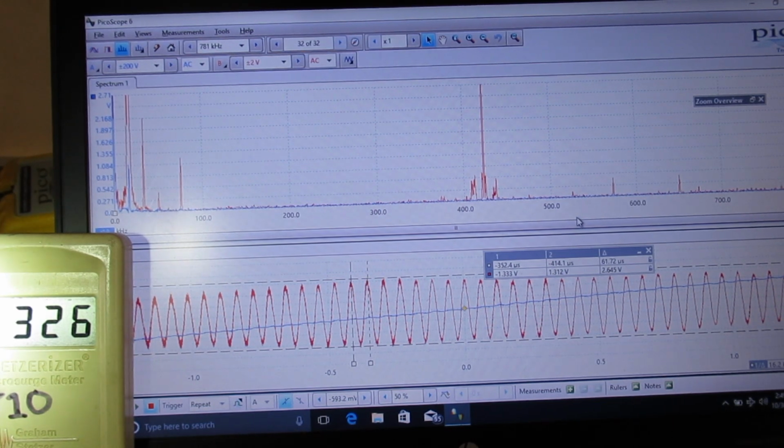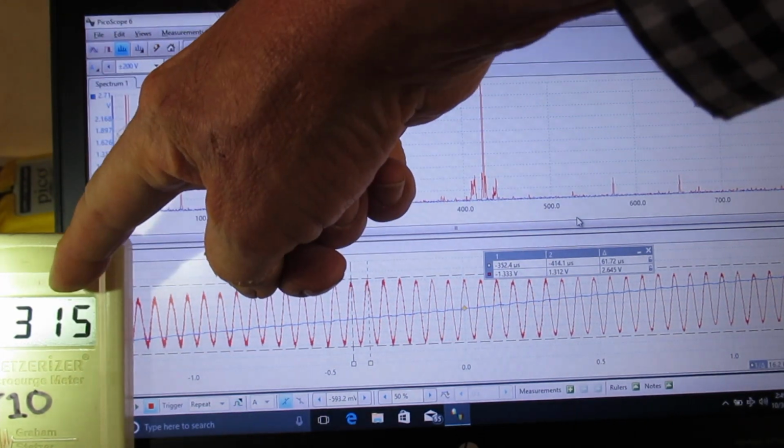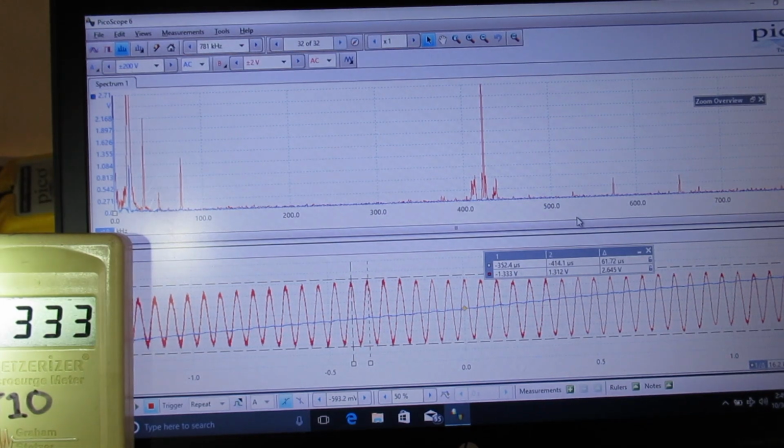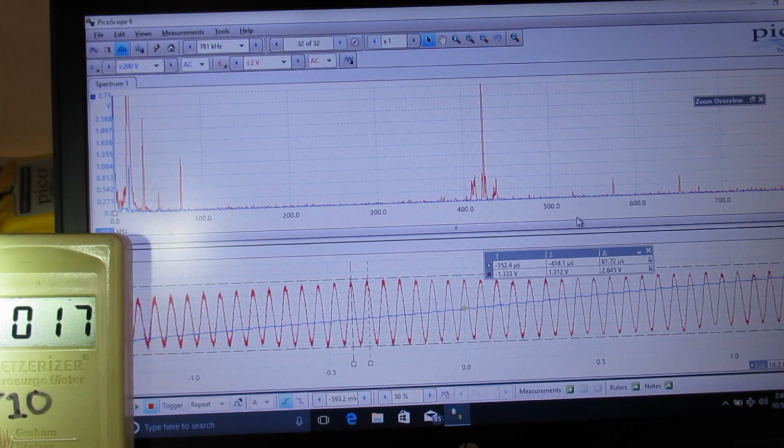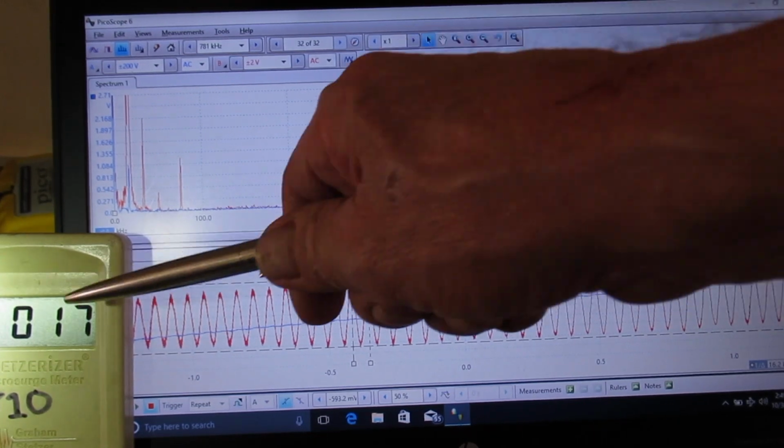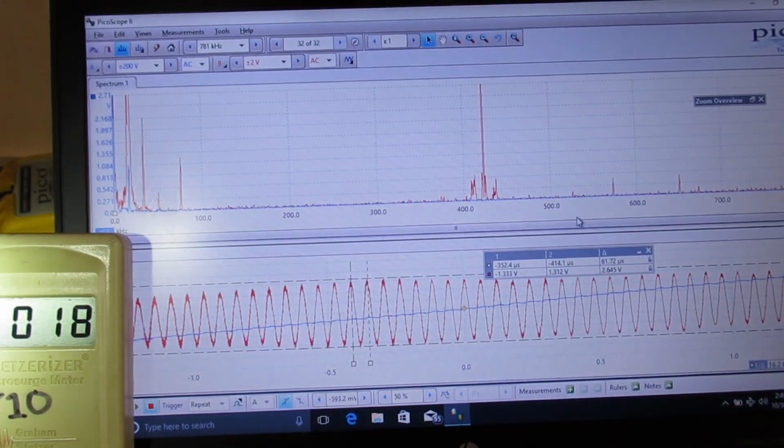What we're going to do right now is turn off the solar, and I want you to watch what happens to the Stetzer meter when I turn off the solar inverter. Okay, so what we have now is 160. Now we have everything in the entire house off.